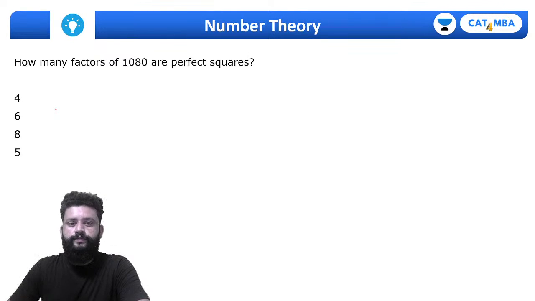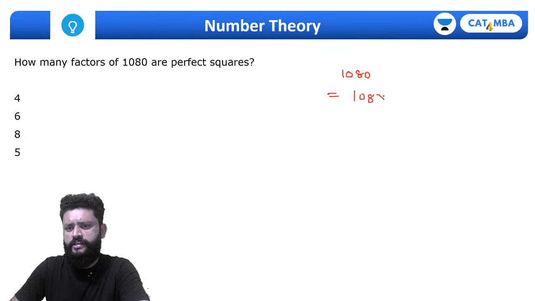I'll just factorize 1080 for you. 1080 is 108 into 10. I can write it as 100 into 10. 108 is 27 into 4. So this is 2 square, this is 3 cube.